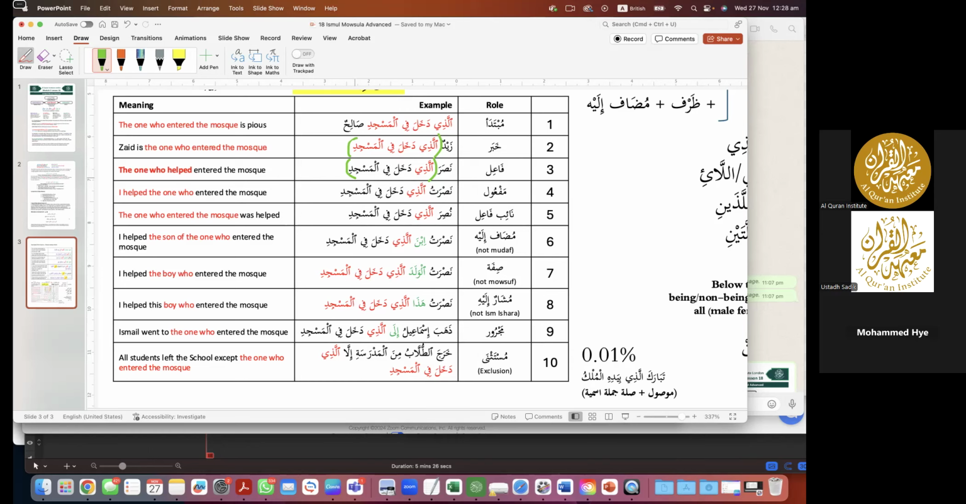Nusira alladhi dakhala fil masjidi. Alladhi dakhala fil masjidi was helped. The one who went into the mosque was helped. Can you see? Yes. MashaAllah.